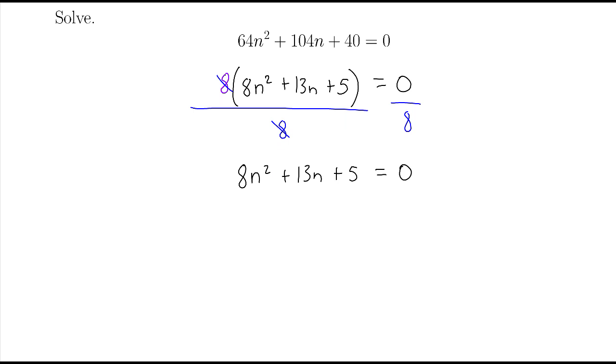So notice our equation got much easier to deal with. Now we're still going to use the AC method to factor it the rest of the way, but I'm going to ignore all that stuff that came before because I like this problem a lot better. 8n squared plus 13n plus 5 equals 0. The AC method says that I need to start off by multiplying 8 times 5. That will give me 40.